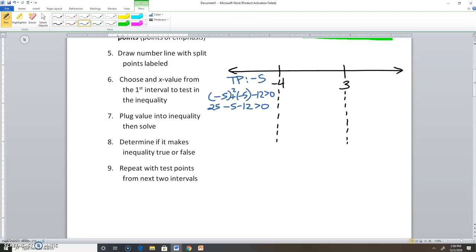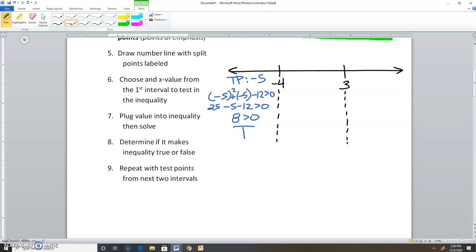That gives me 25 minus 5 is 20, minus 12 is 8. Is 8 greater than 0? True, it is. That means that that parabola is above in that section. Okay? Now, judging by the shape of the parabola, we should know what's going to go on in the rest of these areas. But let's check it just to make sure.